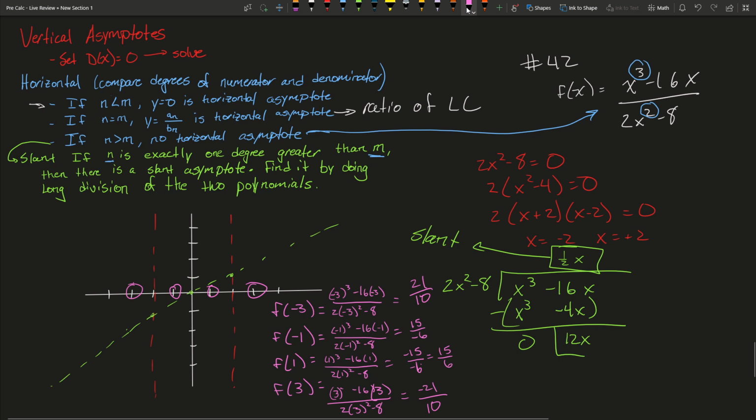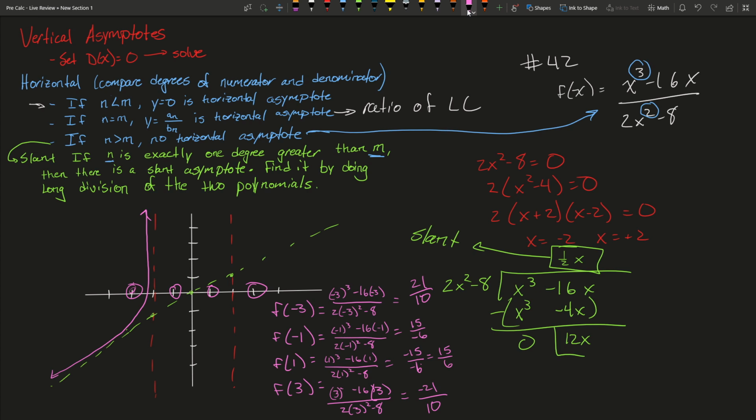So if we plug in -3 over here, we get 21/10. Okay, so when we get 21/10, this is greater than 1/2 times -3. So our graph for this portion will be top left. So it'll look something like this.